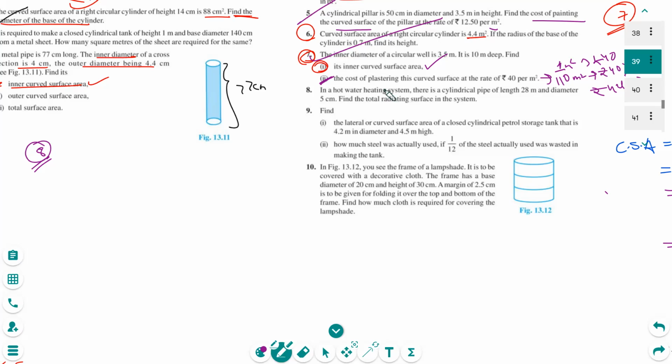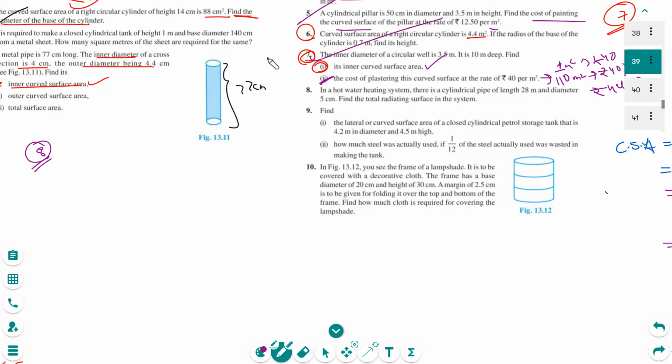So in a hot water heating system, what is happening? Let me take my old cylinder here. This is my cylinder. In a hot water system, there is a cylindrical pipe. This is my cylindrical pipe of length 28 meters.